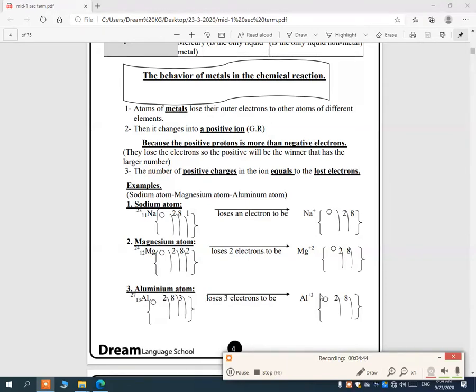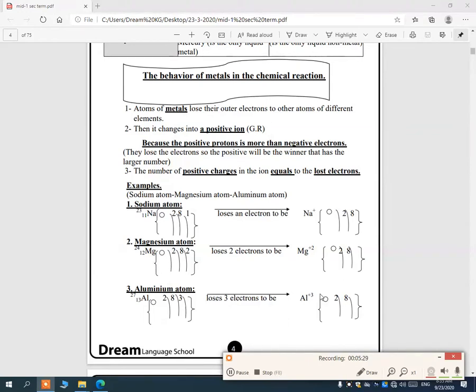To apply this idea, we will take the sodium atom, the magnesium atom, and the aluminium atom. First, the sodium atom. The atomic number of sodium is 11. So the electronic configuration of sodium will be K2L8 and M1. The sodium will lose its outermost electron and change into a sodium positive ion, whose electronic configuration will be K2L8, which is a stable form of sodium.